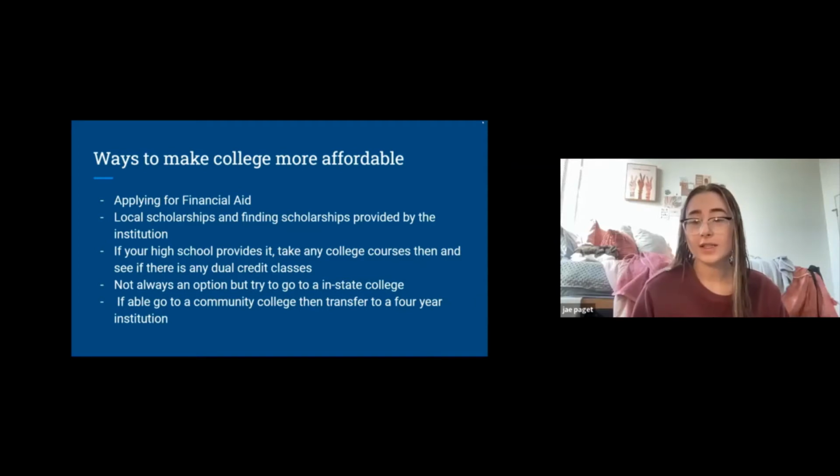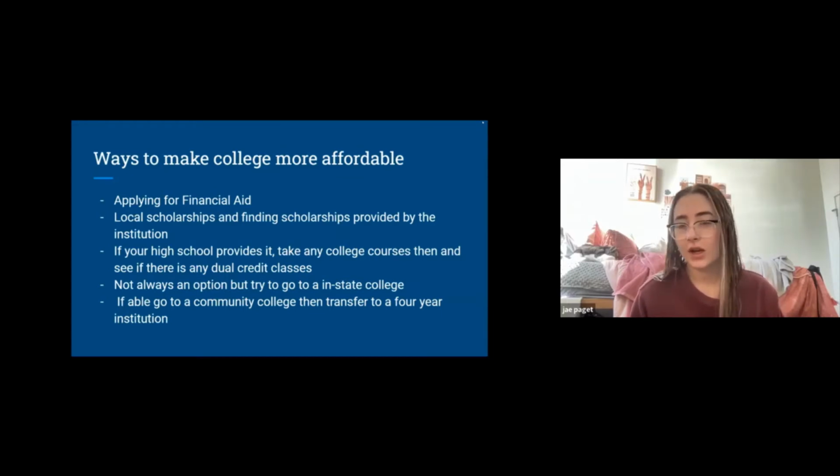So there are many ways to make college more affordable. One is applying for financial aid, which is a free form. You could also look for local scholarships and any scholarships provided by your institution. If your high school provides it, take any college courses through them and see if there are any dual credit classes that you could take as well. Not always an option, but try to go to an in-state college rather than an out-of-state college. If able, go to community college for 2 years, then transfer to a four-year institution for your last 2 years.